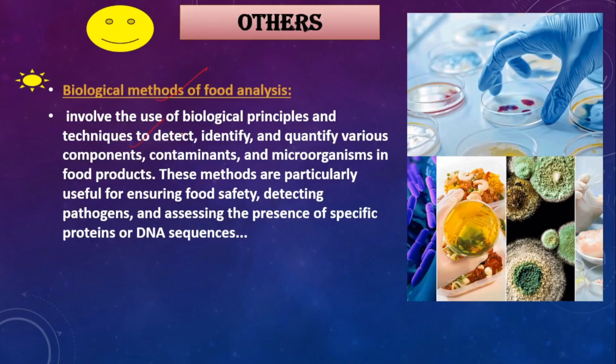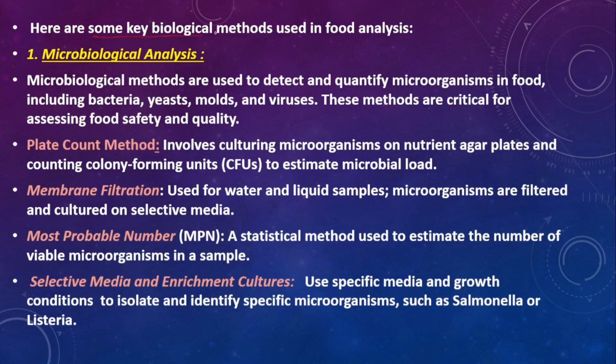These are the techniques to detect, identify and to measure the various components, contaminants and the microorganisms in the food products. Why do we use these biological methods for food analysis? It is useful for food safety, detecting pathogens and the presence of specific proteins, and DNA sequences are assessed. Here are some key biological methods used in food analysis.